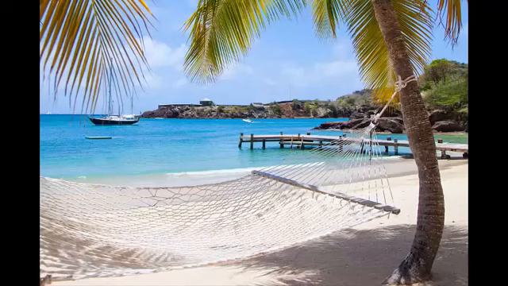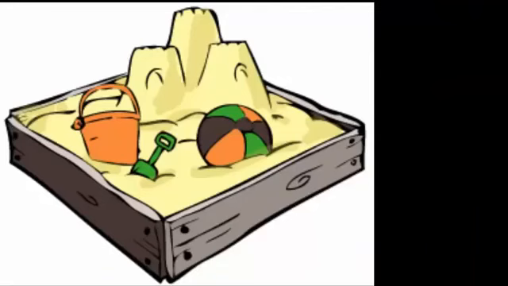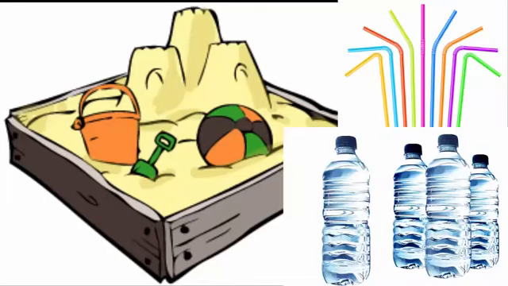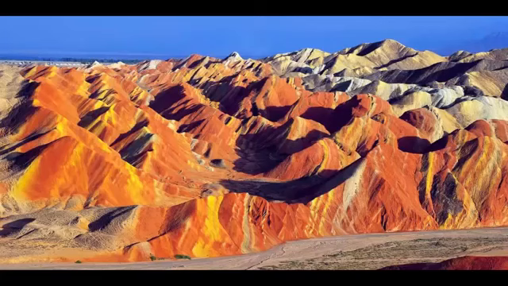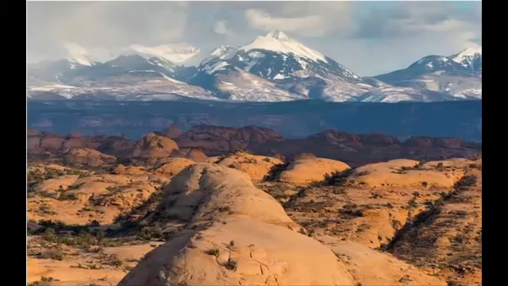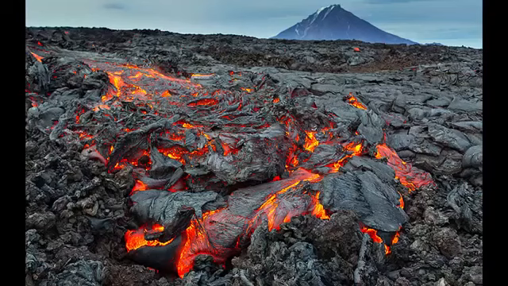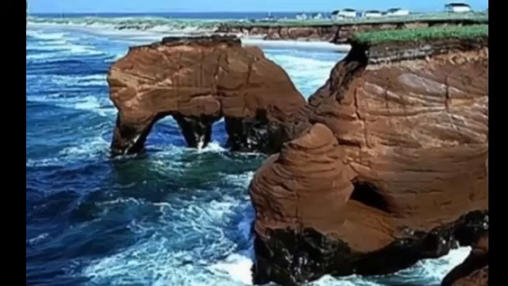I propose an experiment. What you'll need for this experiment, you can either go down to the beach, or if you've got access to a sandbox, you'll need some straws or a straw, and you'll need a bottle of water or a couple of bottles of water. Now science has told us that all the geological features of Earth as we've seen it are due to movement of the tectonic plates, volcanic lava, wind, and water erosion. So everything you see on Earth is due to those factors.